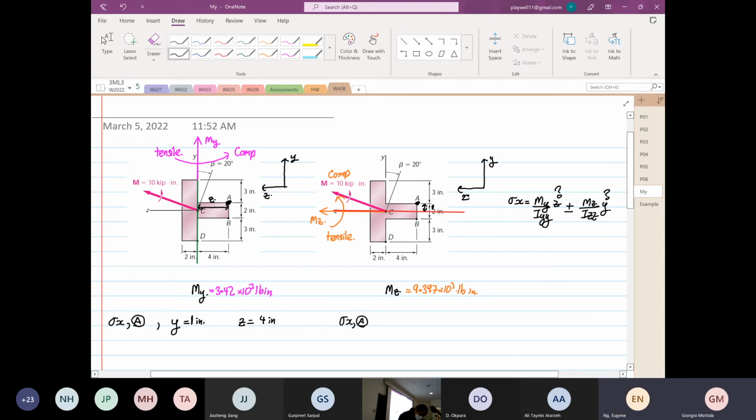So we're going to apply the formula. MY is 3.42 divided by Iyy. Iyy we found out to be 64. Then we have to multiply by the distance Z, 4. So MY at point A will induce a compression. I do apologize.